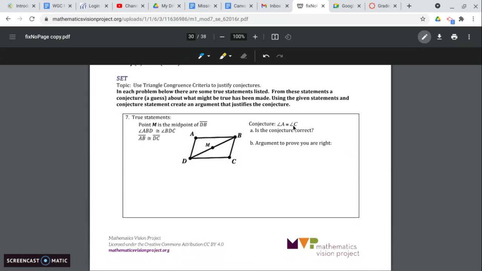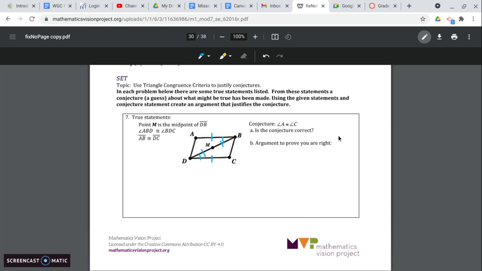So our conjecture is angle A is congruent to angle C. So we're saying this angle here and this angle here are congruent. What we know is point M is the midpoint of DB. So that means this right here and this right here are equal to each other. We know that angle ABD, so this angle, is congruent to angle BDC, so this angle down here. So those two angles are congruent. And we also know that side AB is congruent to side DC.